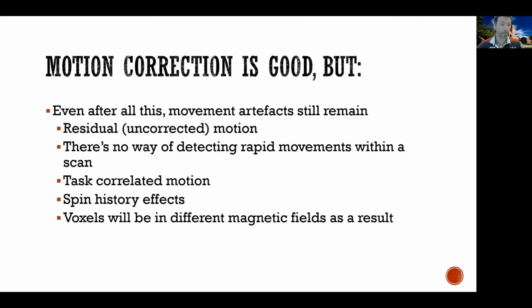effect. And finally, you can also imagine that if the magnetic field is not perfectly smooth, just by moving, now different voxels might end up in slightly different magnetic fields. And this too will introduce noise, and that we can't correct for.